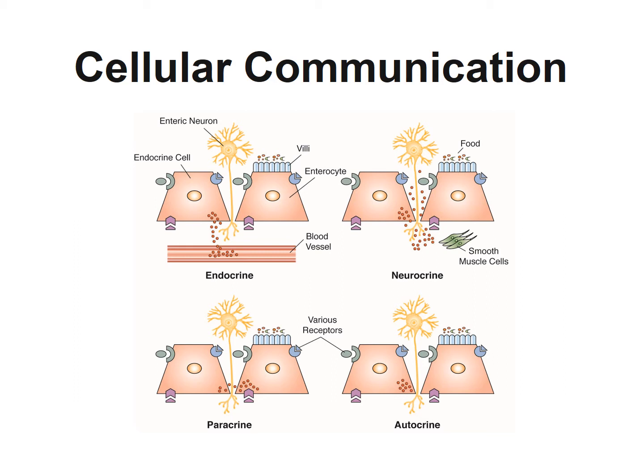The third method is called paracrine. Paracrine is when the secretion of the endocrine cell will go and affect a neighboring endocrine cell. This is called the paracrine method of communication. The fourth and last method of communication for the endocrine secretion is that the secretions of one cell get modified and then affect the exact same cell. That is called autocrine. Auto means self.